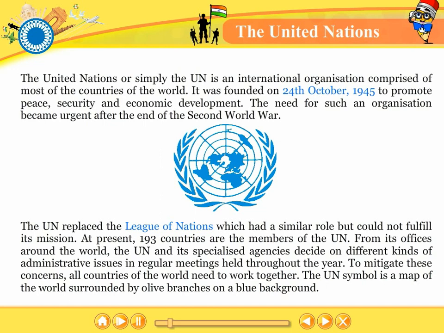From its offices around the world, the UN and its specialized agencies decide on different kinds of administrative issues in regular meetings held throughout the year. To mitigate these concerns, all countries of the world need to work together. The UN symbol is a map of the world surrounded by olive branches on a blue background.